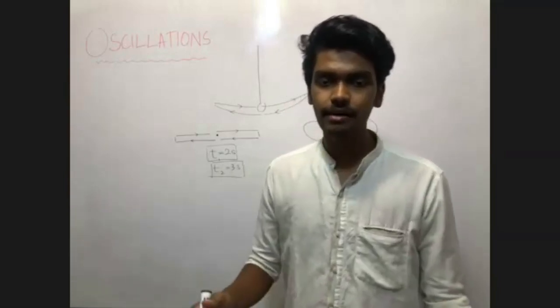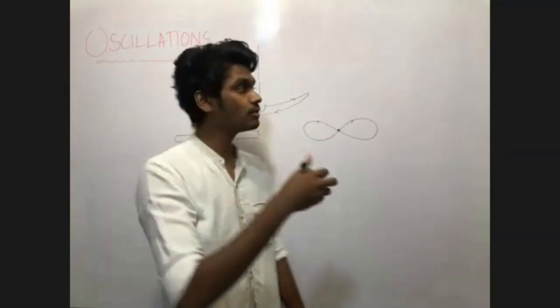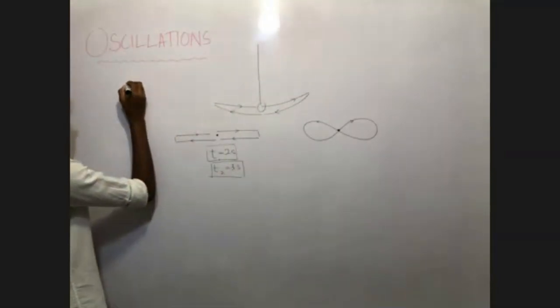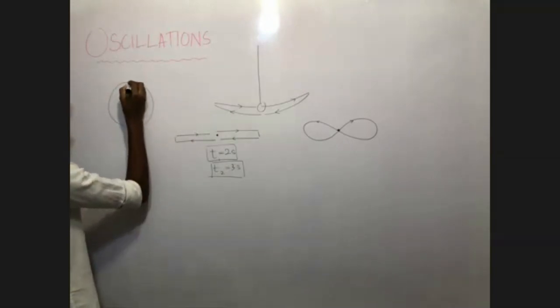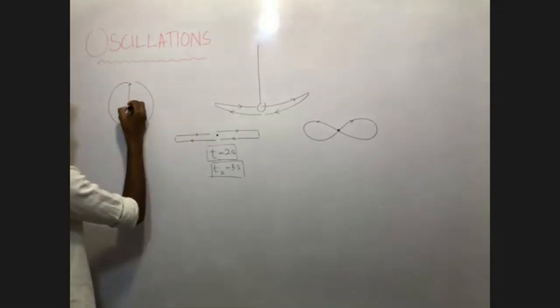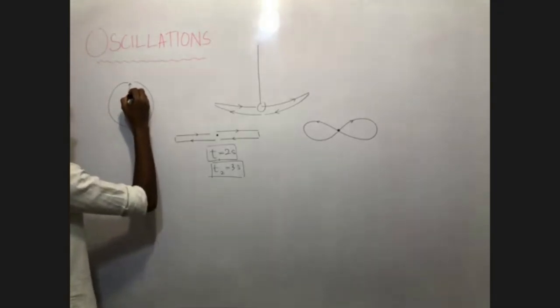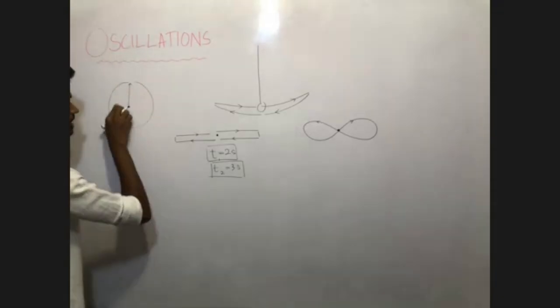So what else? Examples. Motion of hands of a clock. You might not have wondered about these things, whether these are oscillations, but now you should know, right? These are also oscillations because the same motion is repeated and it also takes the same time, right?